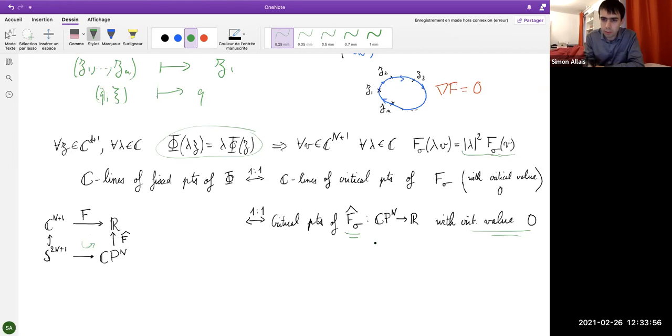And so all the other critical values have no geometric information for us, no geometric meaning. It has to do with Lagrange multipliers of F restricted to the sphere. But it will not give us an insight.